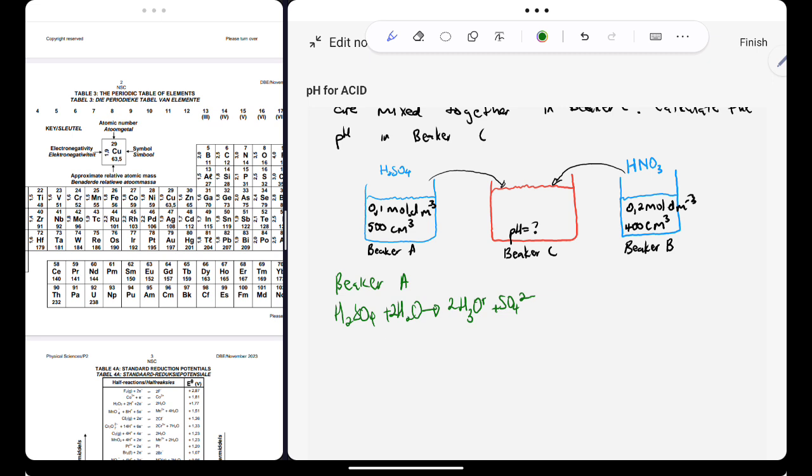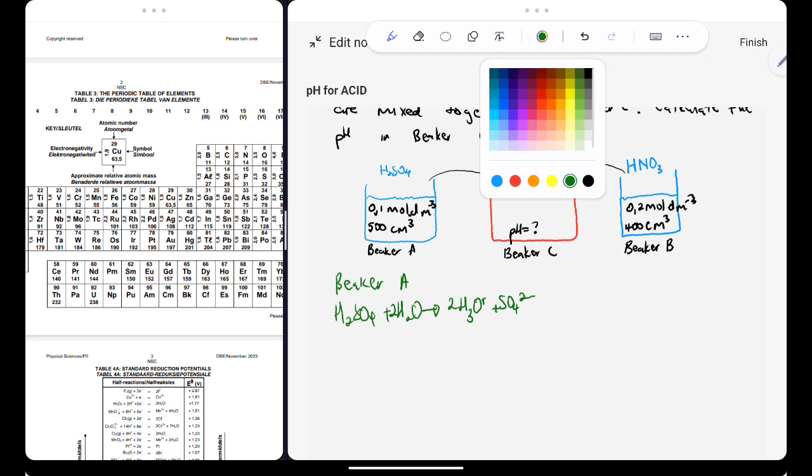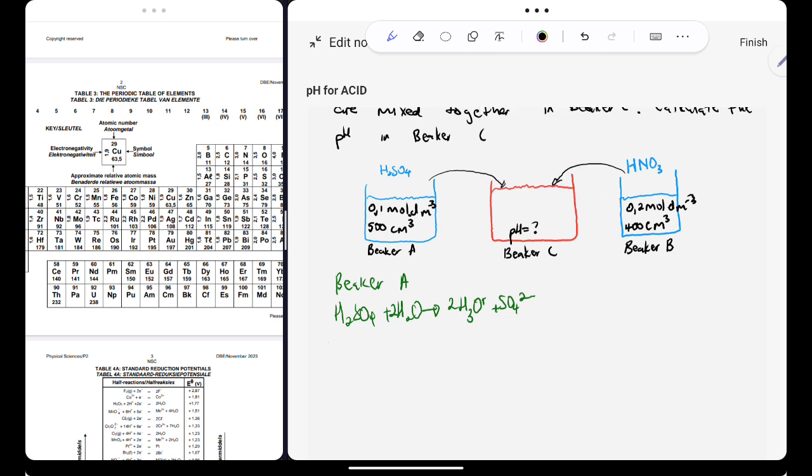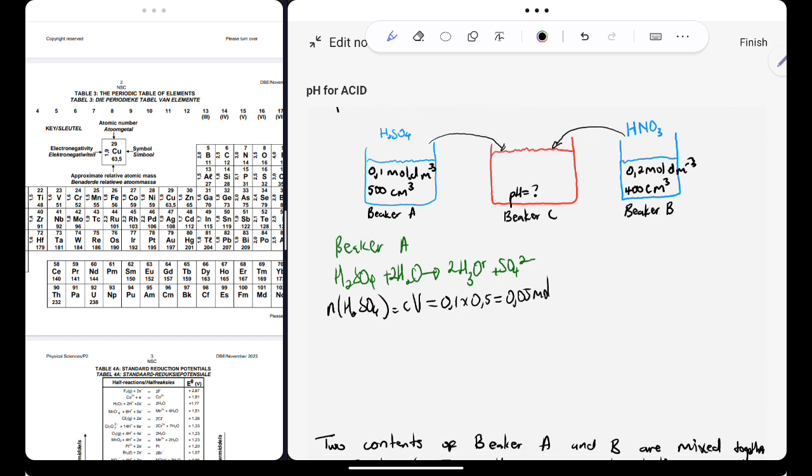I can calculate the number of moles of my acid. The number of moles of my acid is simply concentration multiplied by volume. My concentration is 0.1 and the volume is 0.5. So the number of moles, I'll simply say 0.1 multiplied by 0.5. I simply get 0.05 moles. Are you together?